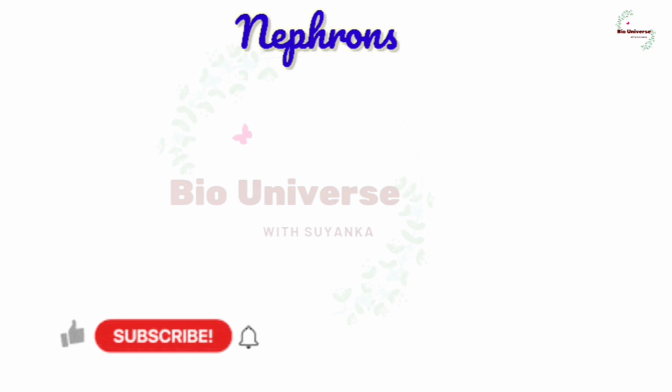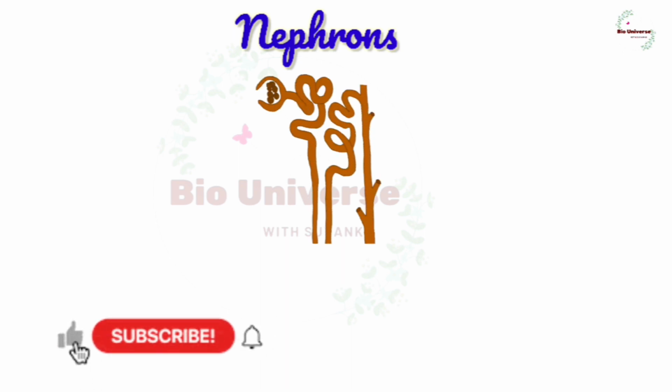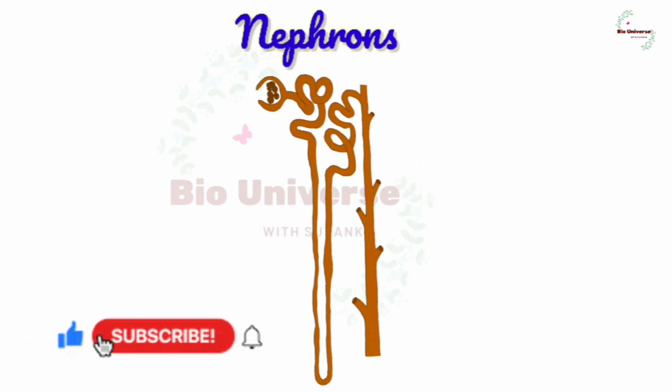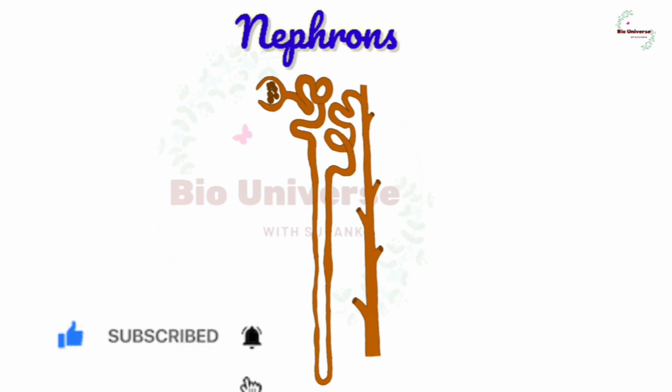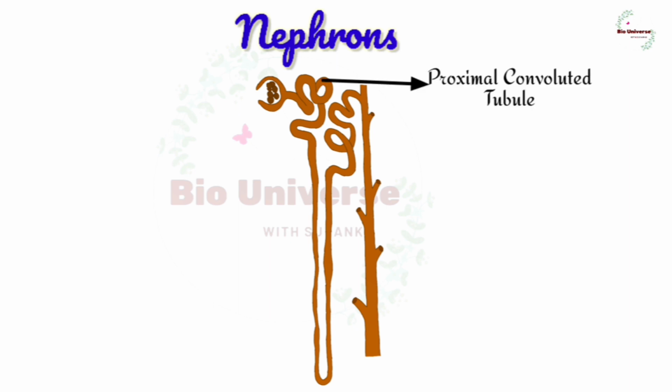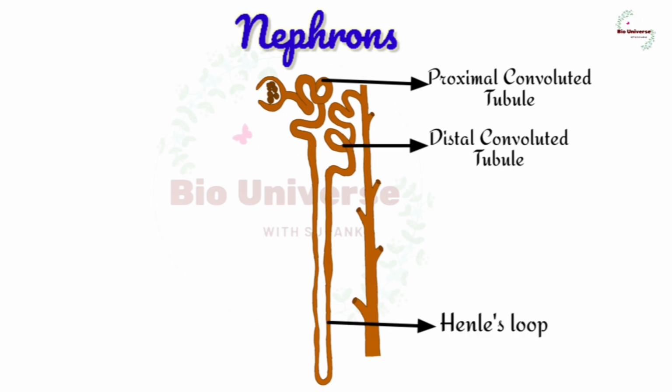A nephron is a structural and functional unit of a kidney having three functions: filtration, reabsorption, and secretion. A nephron consists of a long coiled tubule and the malpighian corpuscle. The tubule of the nephron is differentiated into the proximal convoluted tubule, Henle's loop, and distal convoluted tubule. The distal tubule opens into the collecting duct.